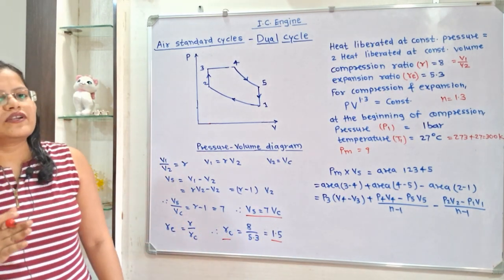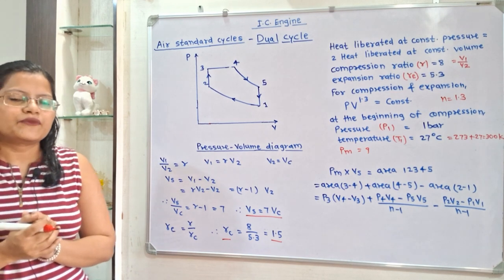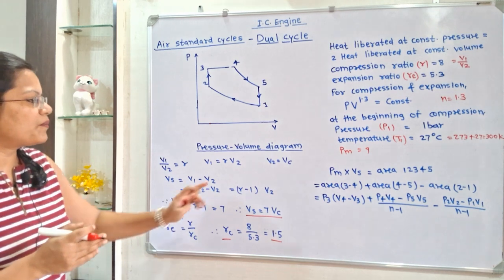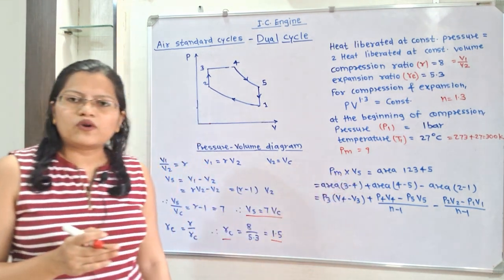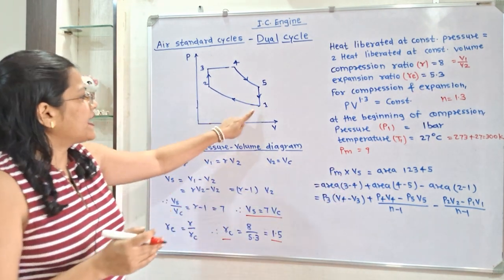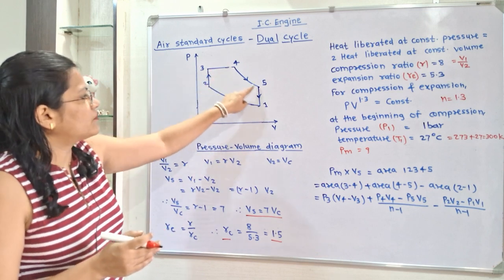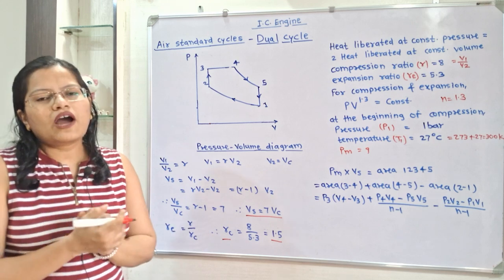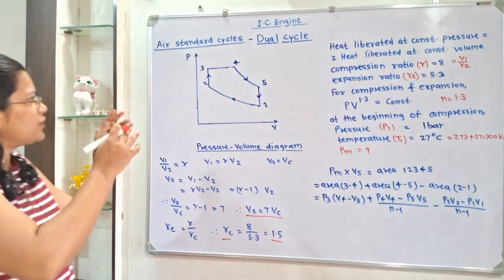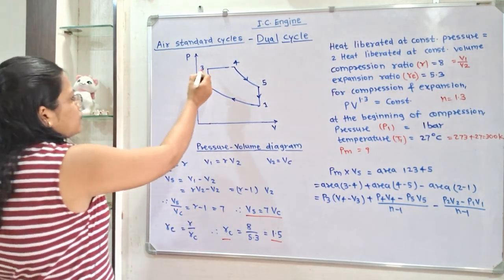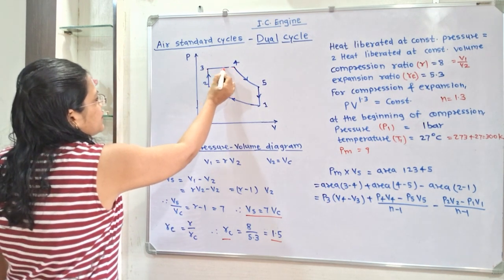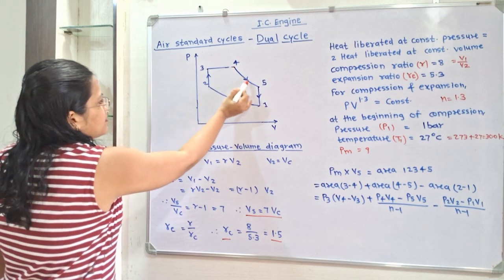Now how to calculate the mean effective pressure? We know that mean effective pressure multiplied by swept volume Vs is equal to area 1, 2, 3, 4, 5. So how to calculate this area? If we observe the diagram, we have to take area under 3, 4 plus area under 4, 5.